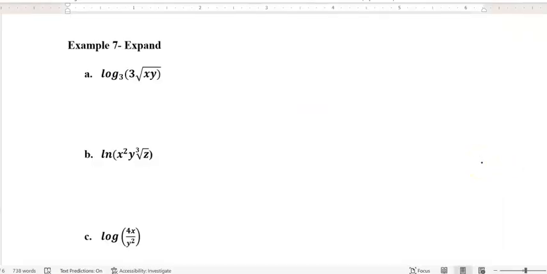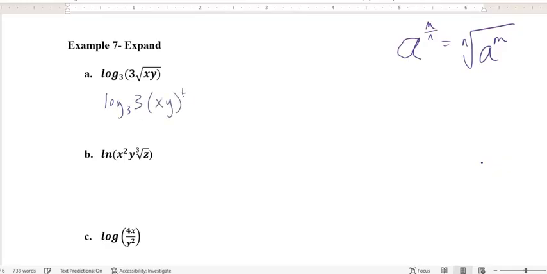So let me write that one down. A to the m over n is equal to, the denominator is the root, and the numerator is the power. Okay? So I can apply that here. This is a square root. So that's the first thing I'm going to do is deal with this root. You'll see a bunch of these. So this is xy to the 1/2 power. Okay. How am I going to simplify that? So I should be thinking property 3, where the exponent comes down.